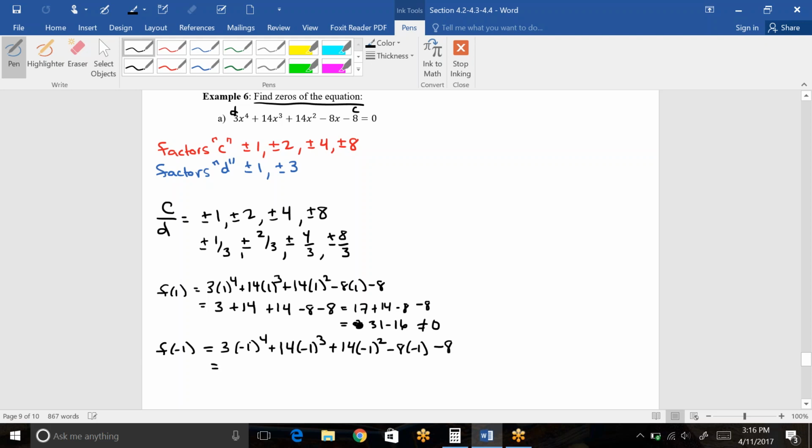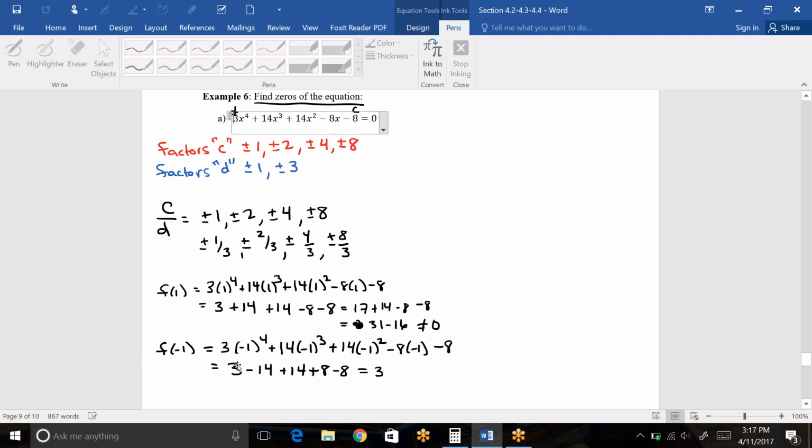Negative 1 to the 4th is positive, so that would just be 3. Negative 1 cubed, though, is negative, so that would be negative 14. Negative 1 squared is 1, so that would be positive 14. And then I get a positive 8 and a negative 8. So we get pretty close, but it's 3 because the 3 out here doesn't get canceled out. So that didn't help us.